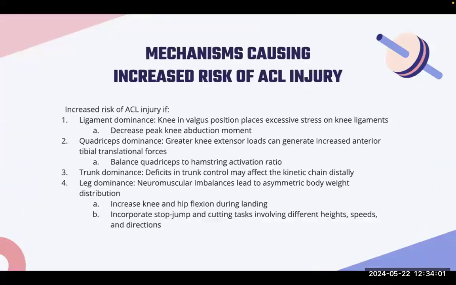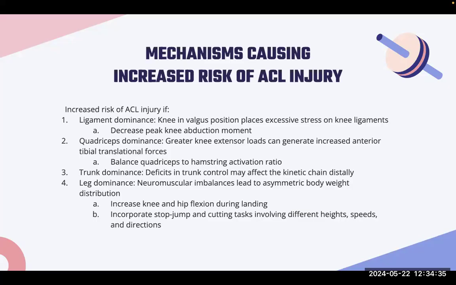And jumping. When we talk about jumping sports, such as basketball, we're obviously thinking about ACL injury. So what are some mechanisms that cause it? You have an increased risk if your knee is in a valgus position. We know that's a very compromising position due to stress on the ligaments. Quadriceps dominance, so having a good quadriceps to hamstring activation ratio, making sure the balance between those muscle groups is good. Trunk dominance, deficits in trunk control can definitely affect distally, so keeping your core strong.